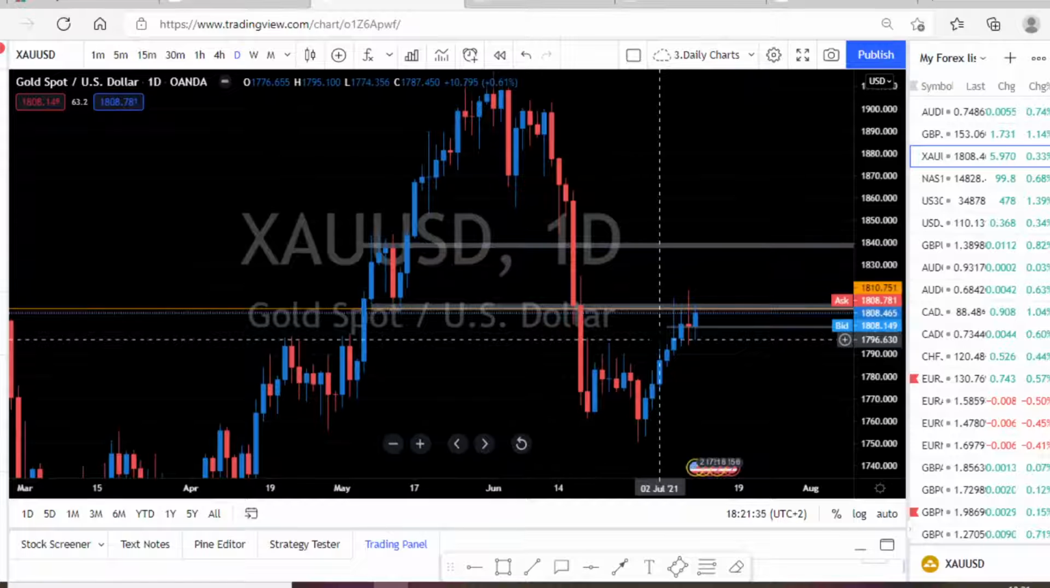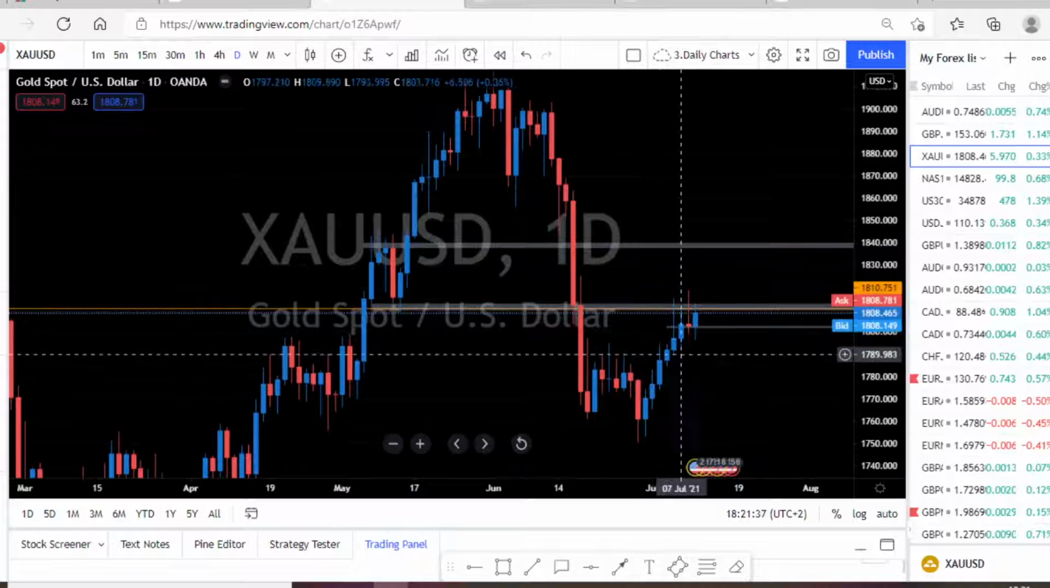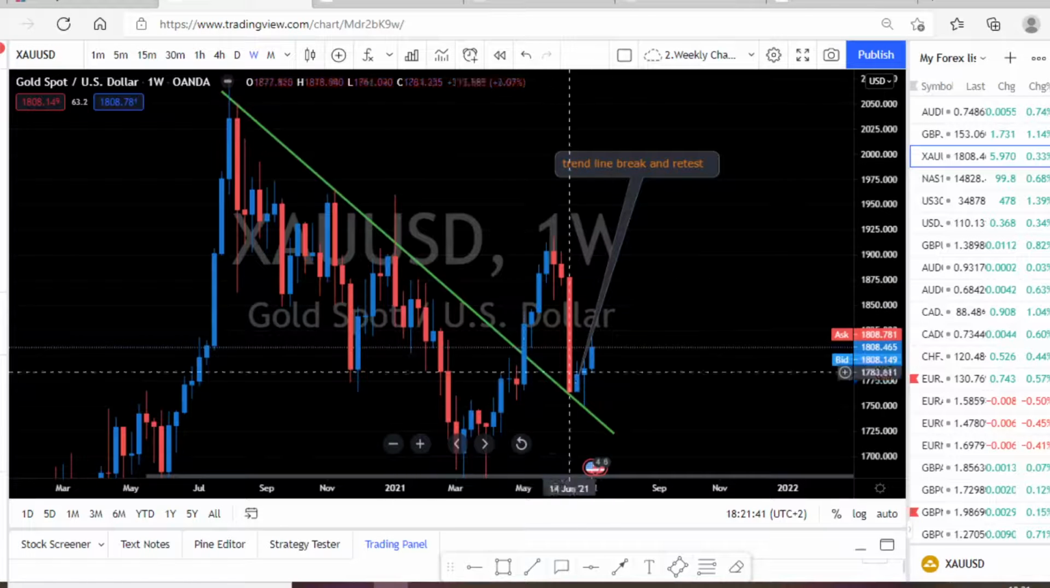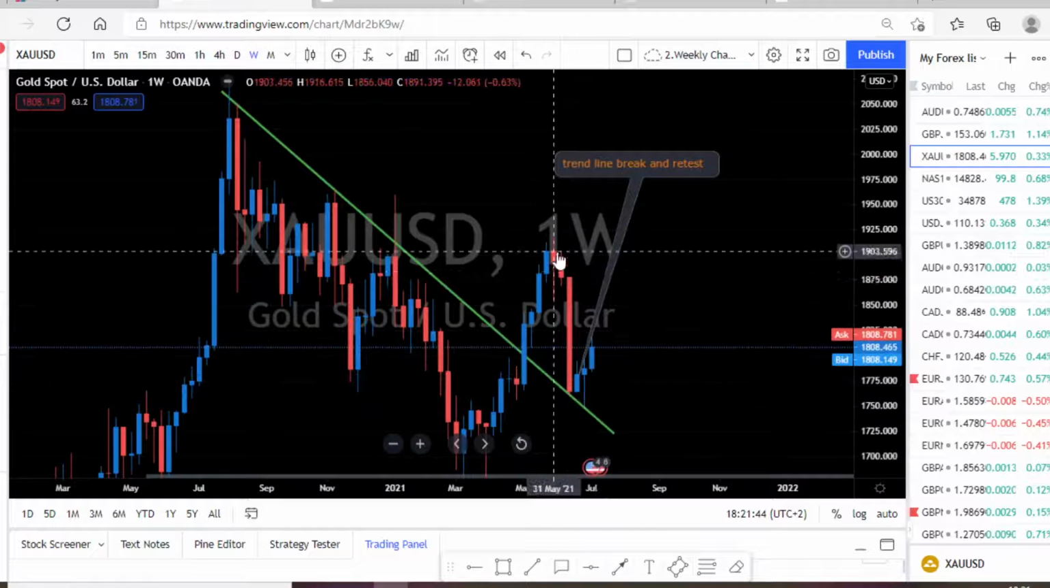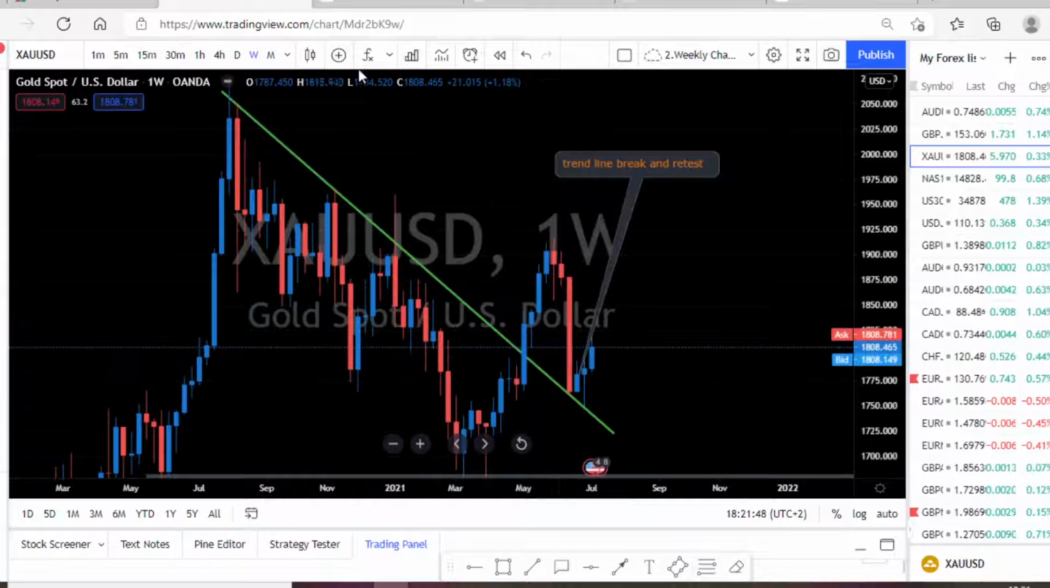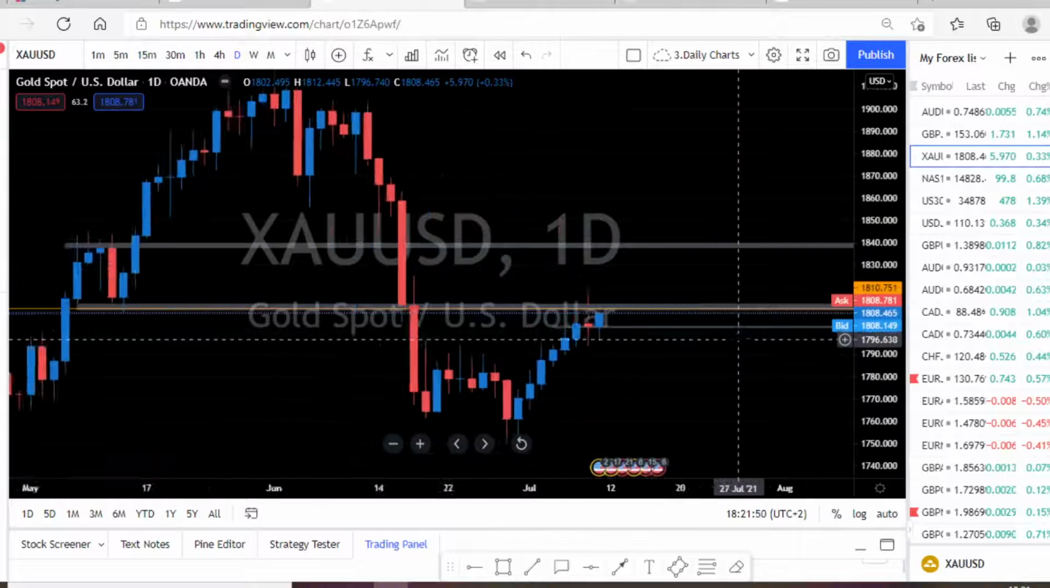Please, and please, we are following price and see how we break price from weekly. From weekly, we are taking this retest. We are aware that the price might come to this point, but we are only taking this area right here and coming to a daily.